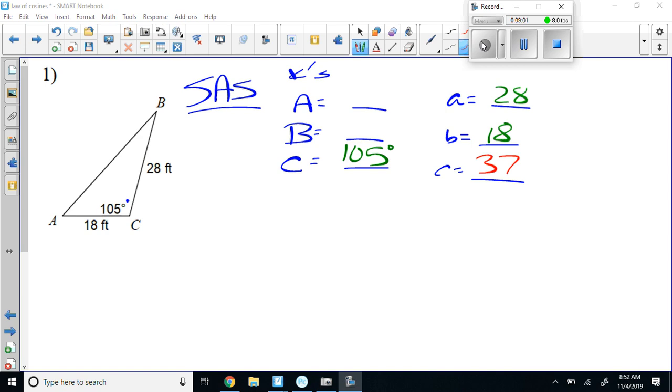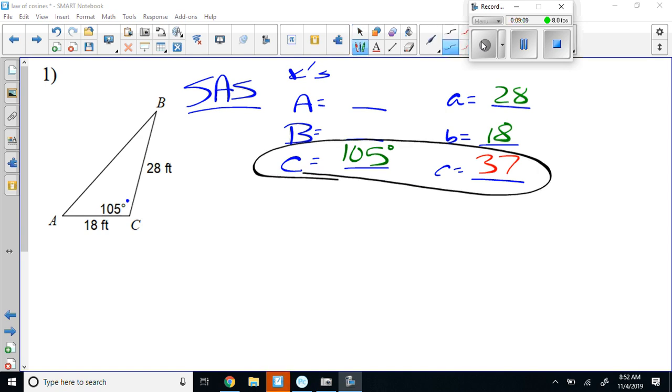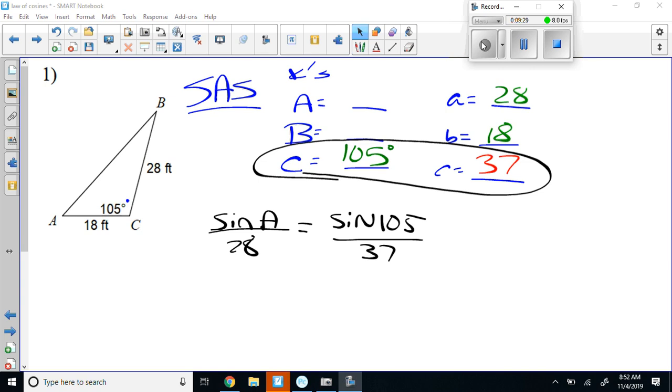Y'all ready? If we use this now as a bridge, then we can use law of sine, right? So we need to find sine A. So we'll go sine A over 28 equals the sine of 105 over 37. You okay with that? Okay, now, if we do this, because this is cross product, this is going up to there. We all good with that? It's kind of like a partial cross product. You just do one of them, right?